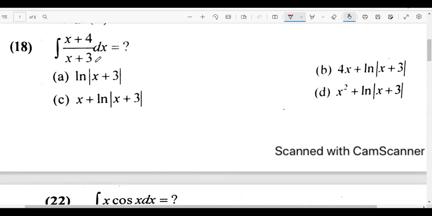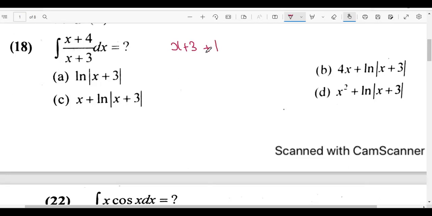So how are you going to do this? Okay, I'll tell you. First of all, always try simplifying the function whatever way you can. So you can write x plus 4 as x plus 3 plus 1. It's just simple logic.